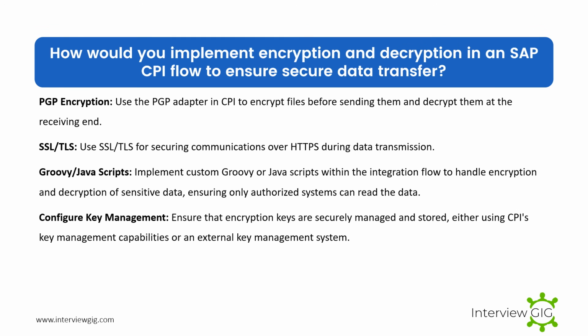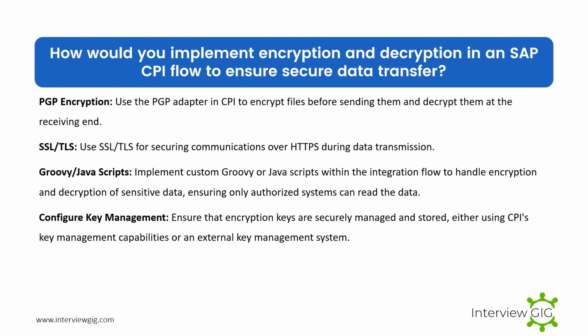How would you implement encryption and decryption in an SAP CPI flow to ensure secure data transfer? PGP encryption. Use the PGP adapter in CPI to encrypt files before sending them and decrypt them at the receiving end. SSL/TLS. Use SSL/TLS for securing communications over HTTPS during data transmission. Groovy/JavaScripts. Implement custom Groovy or Java scripts within the integration flow to handle encryption and decryption of sensitive data, ensuring only authorized systems can read the data. Configure key management. Ensure that encryption keys are securely managed and stored, either using CPI's key management capabilities or an external key management system.